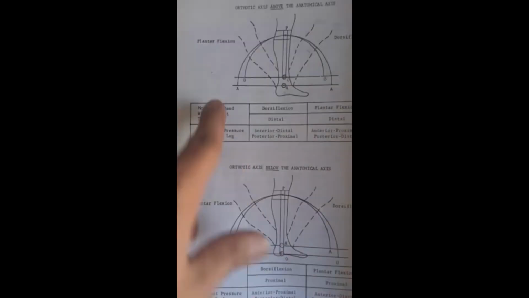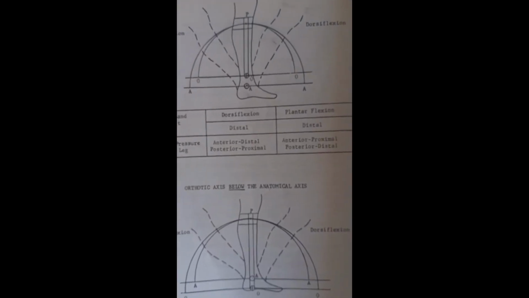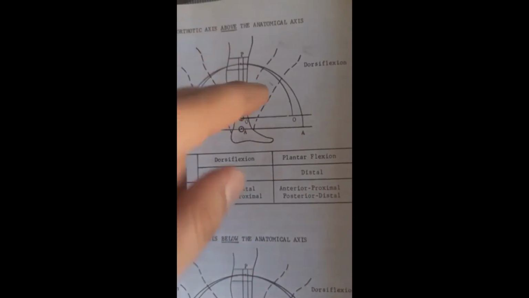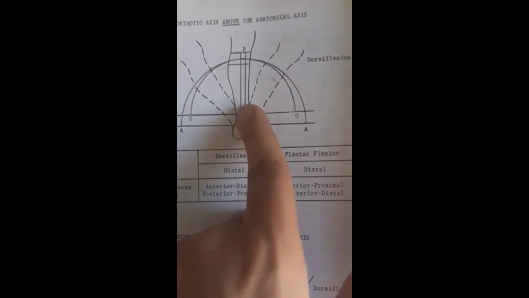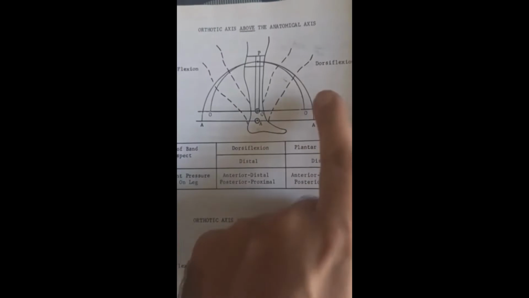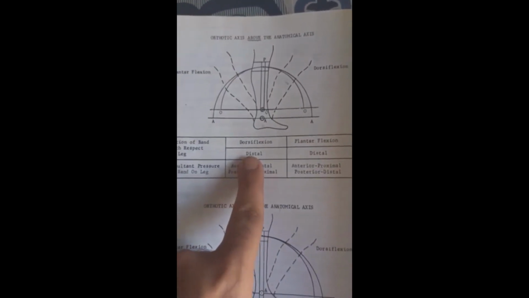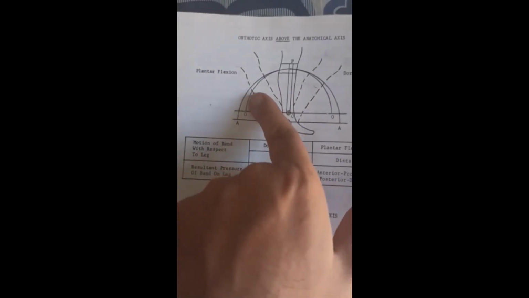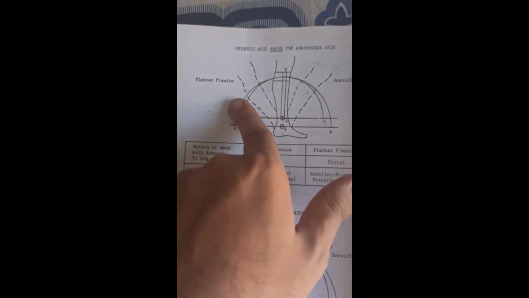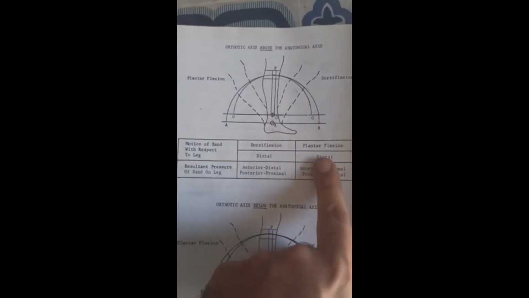Now we will explain the first box, which is the motion of the band with respect to the leg in dorsiflexion and plantar flexion. First, in dorsiflexion, as you can see, the arc of O is distal, or away from the body, so the calf band moves away from the body, or distally, as mentioned here. In the same way, as the arc of O is distal to the A arc, the motion of the band will be distal in plantar flexion, which is written here.